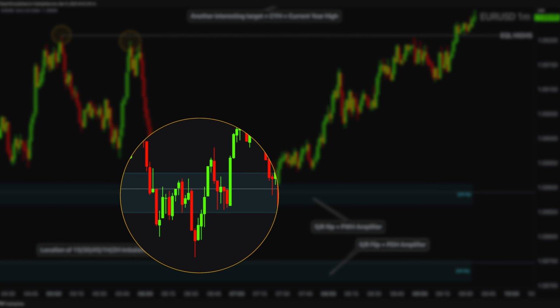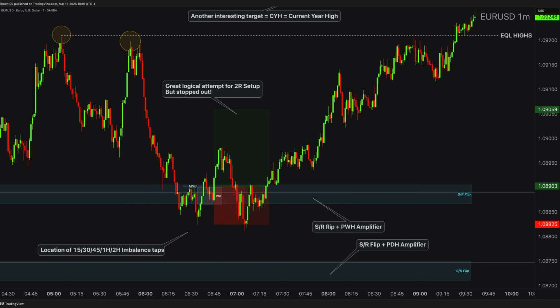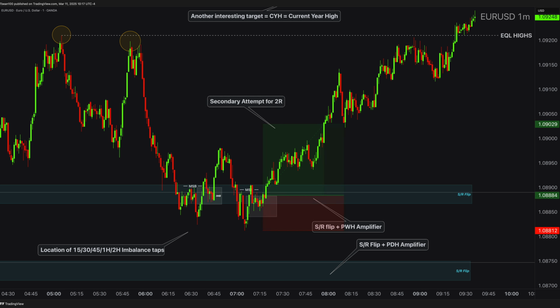If you look closely here, you can notice an internal structure shift. In my opinion, this is a valid entry to take. There's nothing wrong with this trade, but at the end, this trade fails. Later on, there is another internal shift, but this time it works, giving you a valid 2-hour setup. As you can see, there's no rule or certainty that every trade will work. In trading, there's no certainty at all.